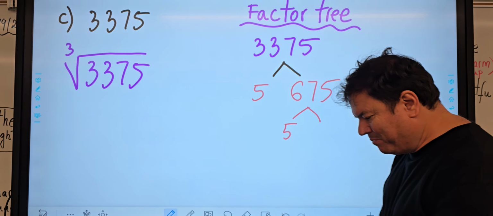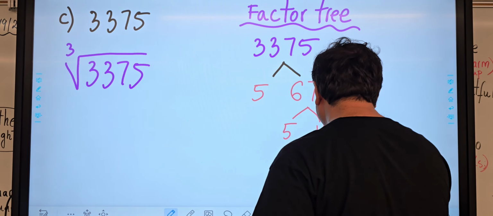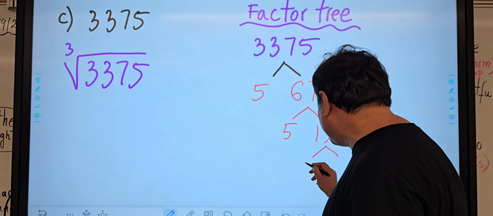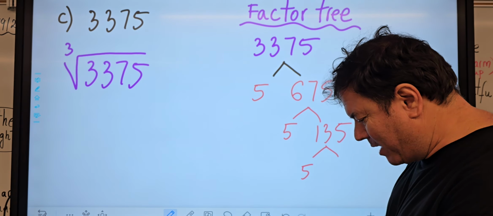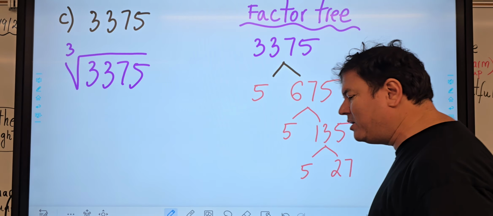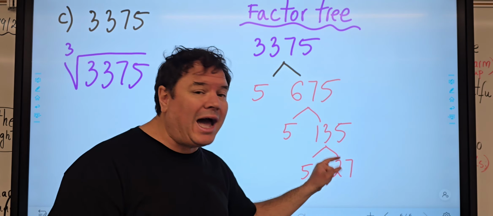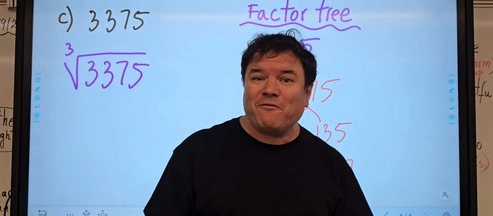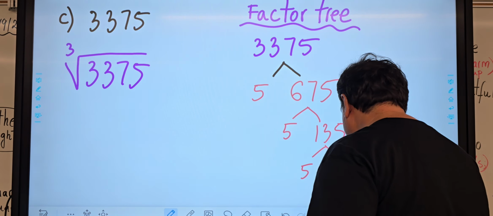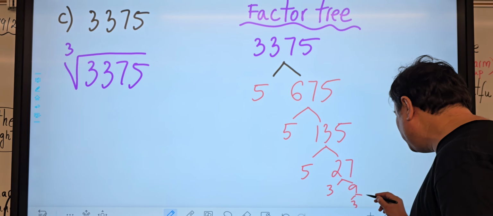And again, 675 has a 5 at the end, so we can divide by 5 again, and we get 135. 135 has a 5 at the end, so we can divide by 5 again, and we get 27. Now 27 is not divisible by 5. But if we add 2 plus 7, we get 9. Therefore, 27 divides by 3. 27 divided by 3 becomes 9, and 9 can be written as 3 times 3.